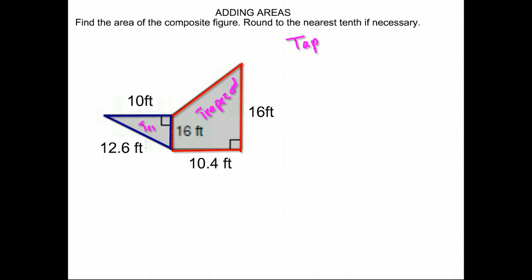So we're going to find the area of each of them separately, and then we'll add them together. So do you happen to remember the formula for the area of either a triangle or a trapezoid? Since we're going to have to do them both anyway.